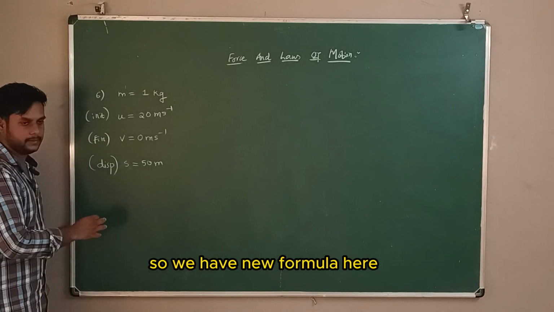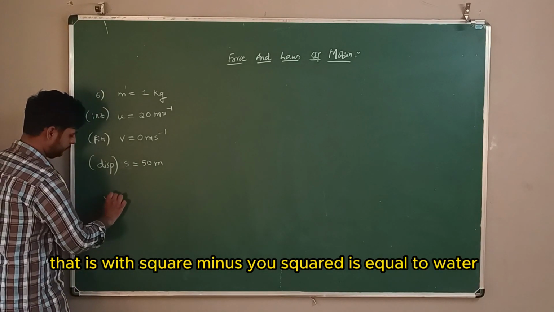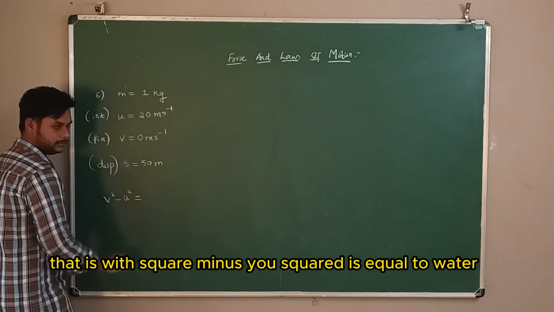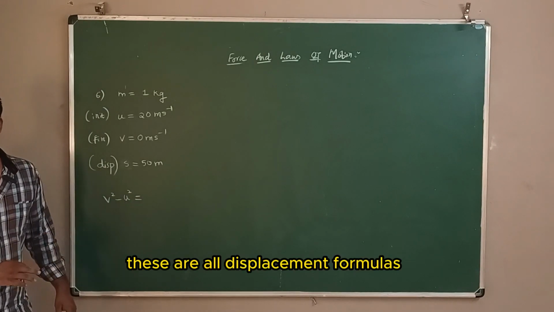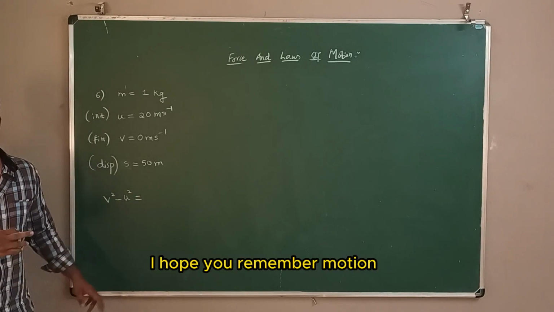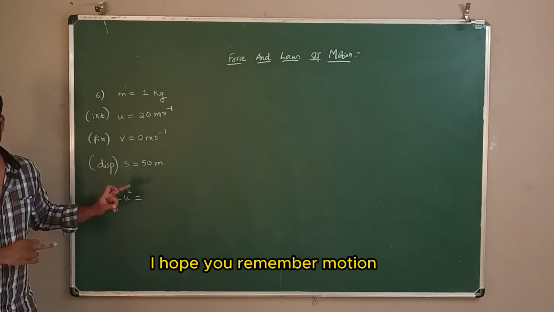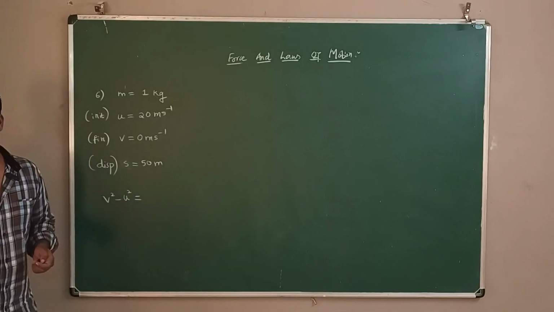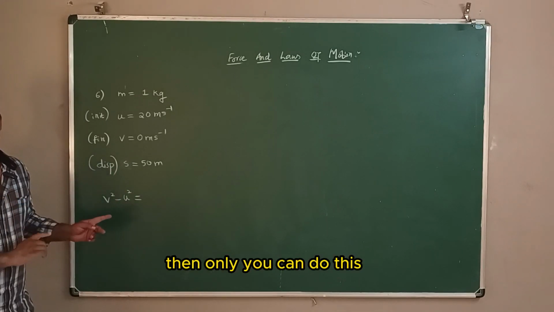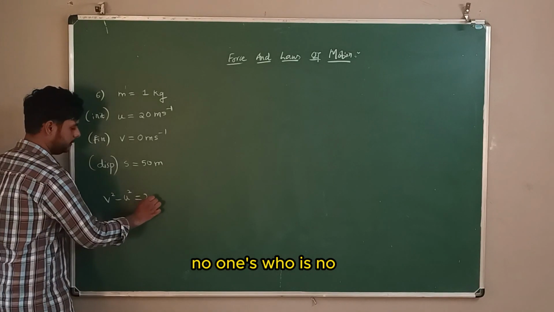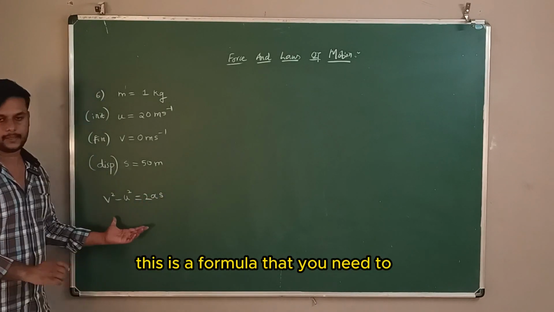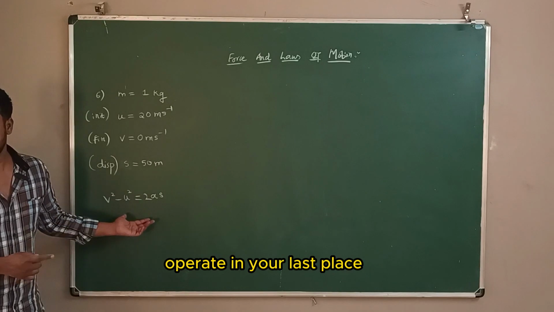So we have a new formula here: v square minus u square is equal to 2as. These are all displacement formulas. I hope you remember, they are there in the motion chapter. Four formulas are there. If you know that, then only you can do this, or you can remember now also. This is the formula that you need to update on your last page.